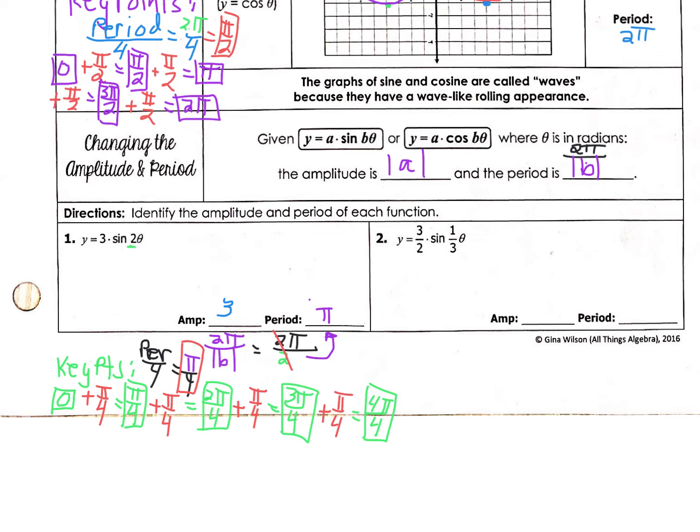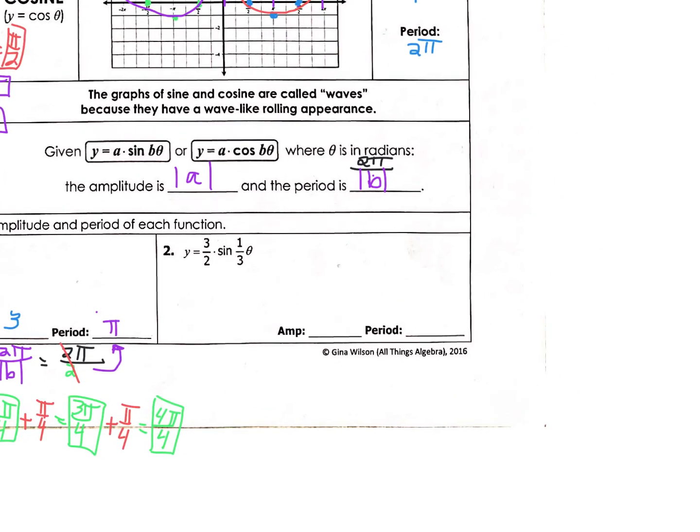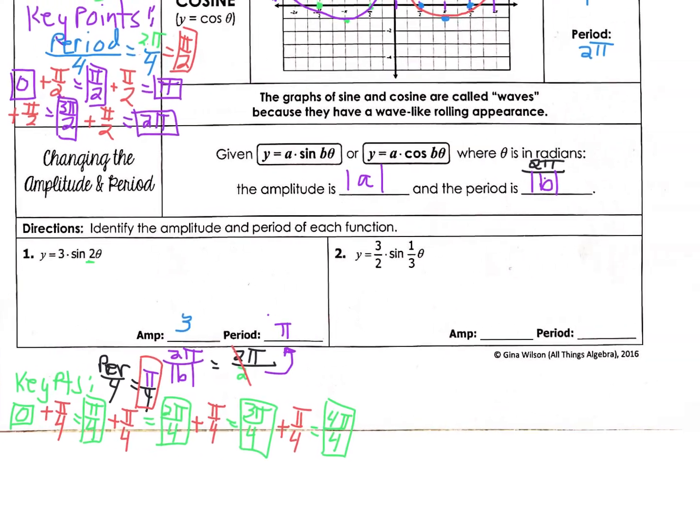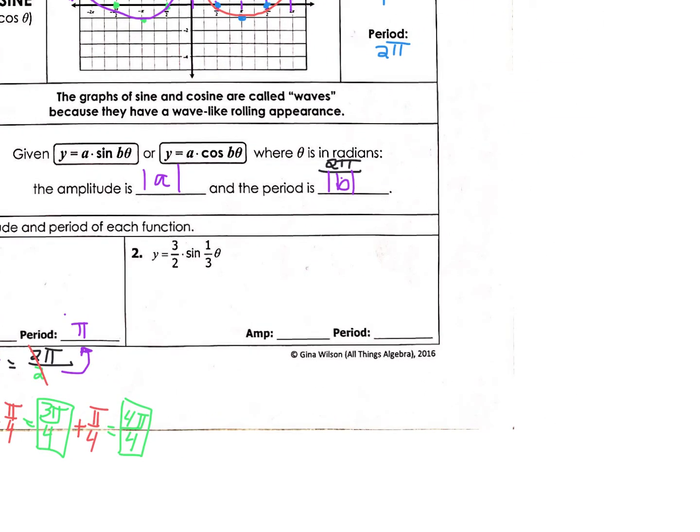All right, look at number 2, and we're going to do the same thing. So again, the amplitude is very easy to find. It's the value in front. Was that one a sine? Okay, good. Both of these are sines. For some reason, I thought they were different. All right, so the amplitude on this one is 3/2, which means you're just going to go up 1.5 and down 1.5.